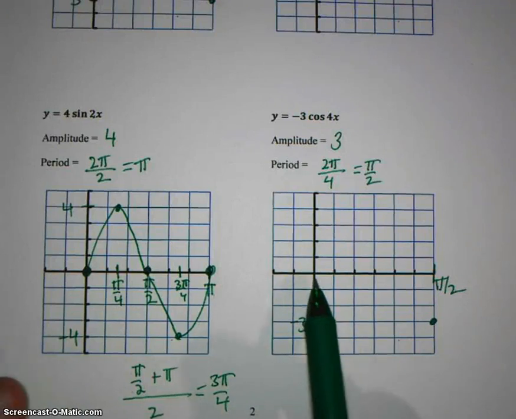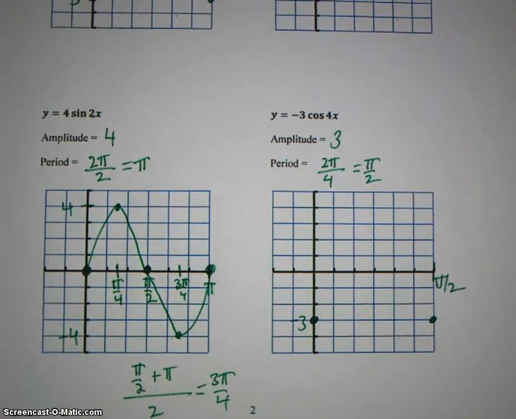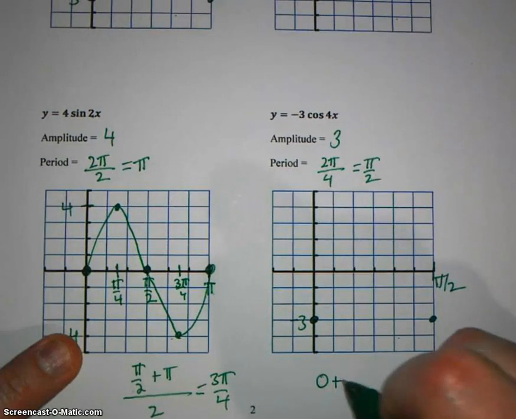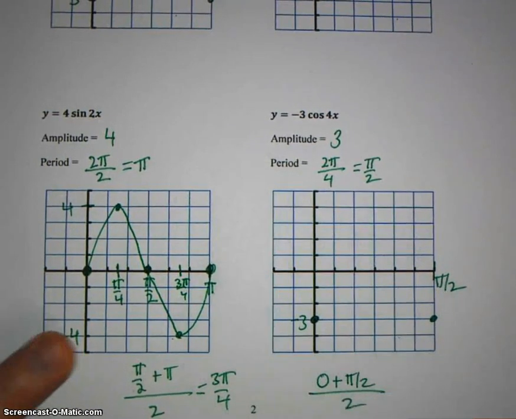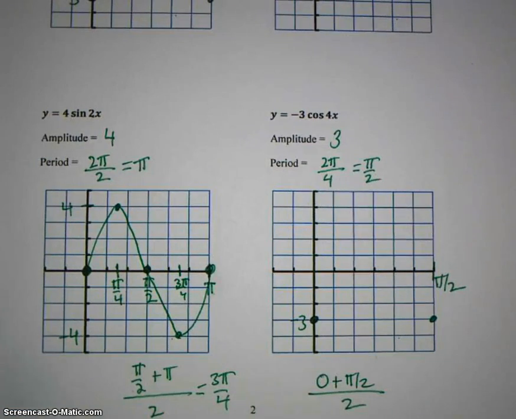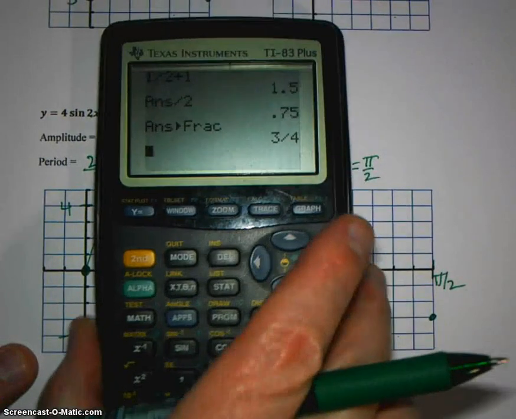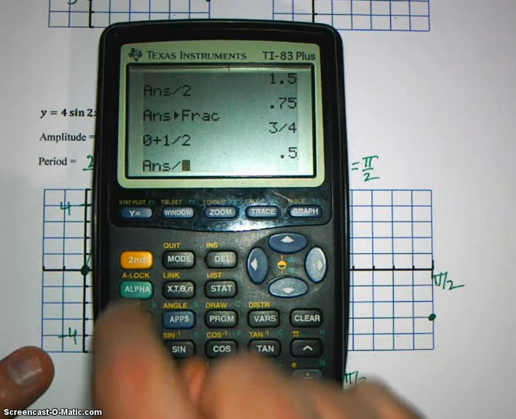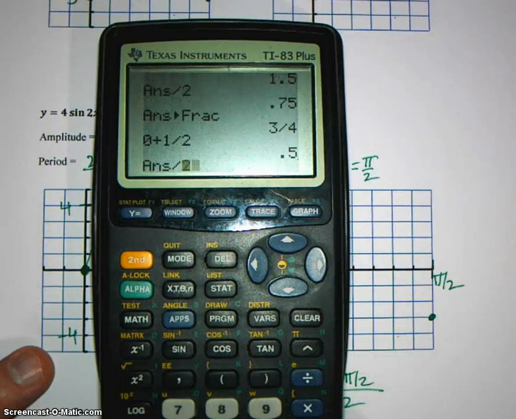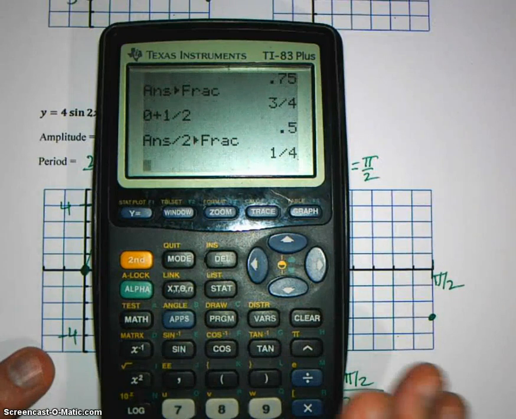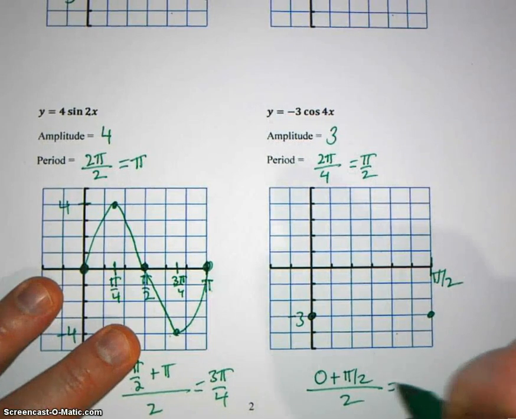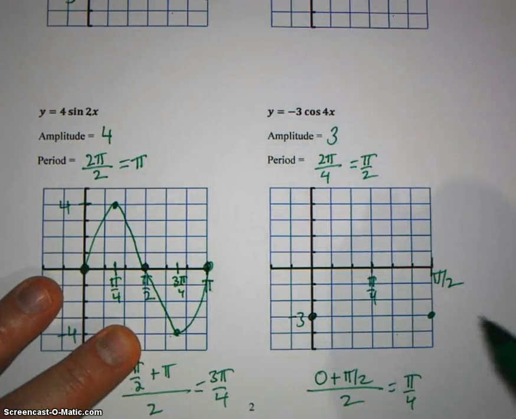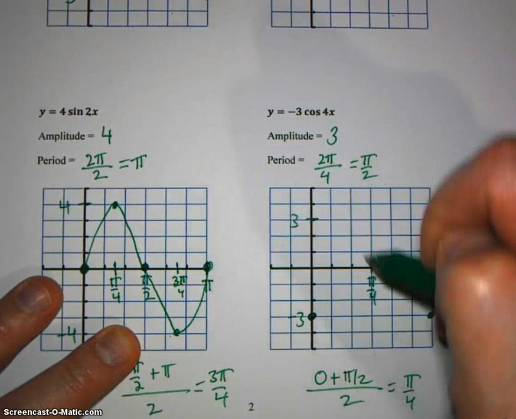Now, what's halfway between 0 and pi over 2? Again, if you're not comfortable with the fractions, you really can use your calculator. What I'm doing here is 0 plus pi over 2 and then dividing by 2. But again, the calculator doesn't deal with the pi well, so don't use the pi. Just go 0 plus 1/2 and then divide by 2 and ask for a fraction. Calculator says 1/4, so that means it's pi over 4. So this is pi over 4, halfway in between, and that's where we're going to be high.